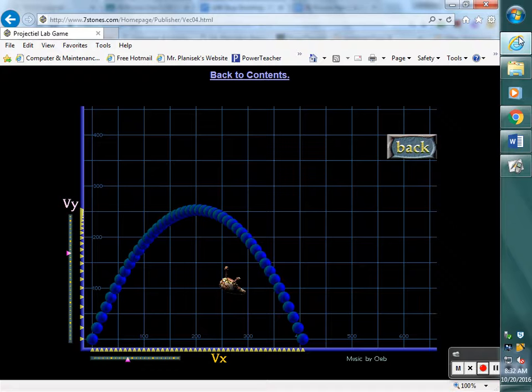The ball slows down on the way up, speeds up on the way down. No, I'm asking you another question. What also happens at the top?